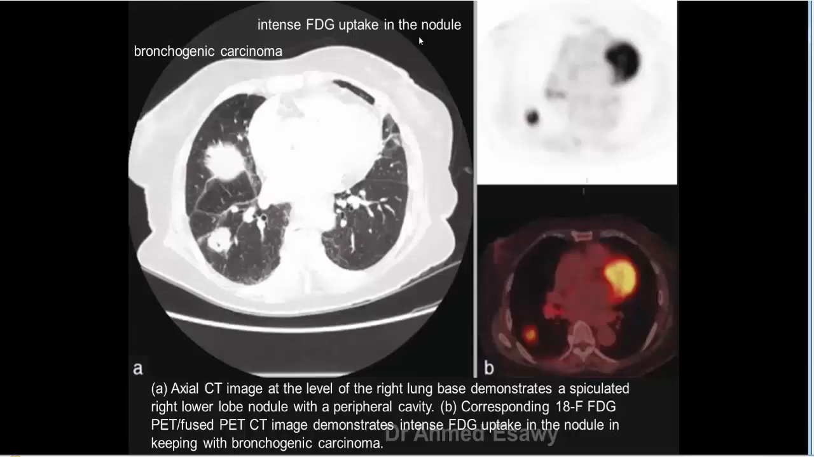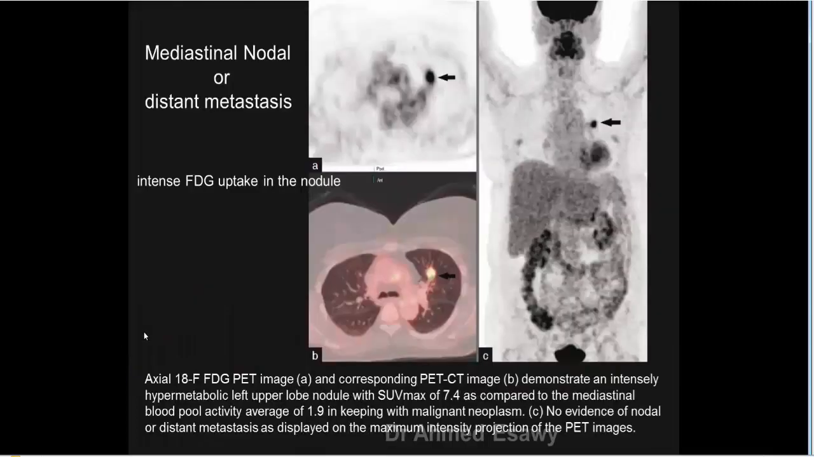Intense FDG uptake in the nodule. This is characteristic of a solitary malignant pulmonary nodule, bronchogenic carcinoma, with intense uptake at the right lung base. It demonstrates a spiculated right lower lobe nodule with a peripheral cavity. Corresponding 18 FDG PET demonstrates intense uptake in the nodule, keeping with bronchogenic carcinoma. No mediastinal nodal or distant metastasis. Intense FDG uptake in the nodule.